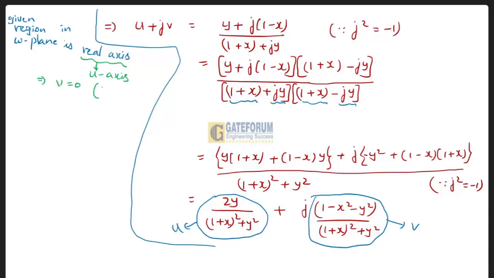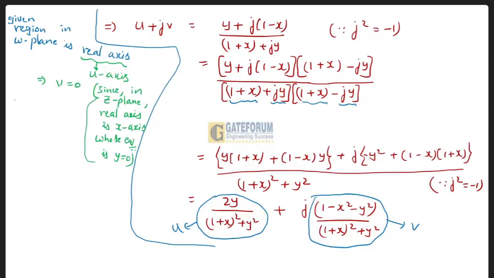Since in the Z plane, real axis is the X axis, whose equation is Y is equal to 0. So this is the explanation part.